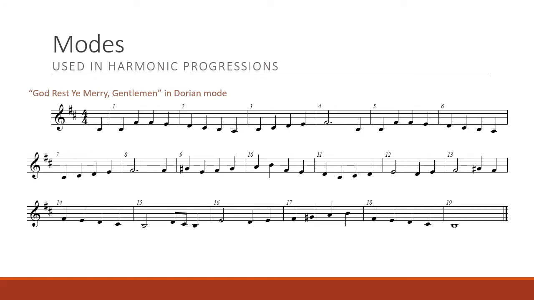In the last video, we changed God Rest Ye Merry Gentlemen into the different minor modes, and I'm going to use Dorian as an example here. So in the melody, all of the G's become G sharps to create the Dorian mode. And in Dorian, the 4 chord, which is usually minor, is now going to be major. In this case, E, G sharp, B.